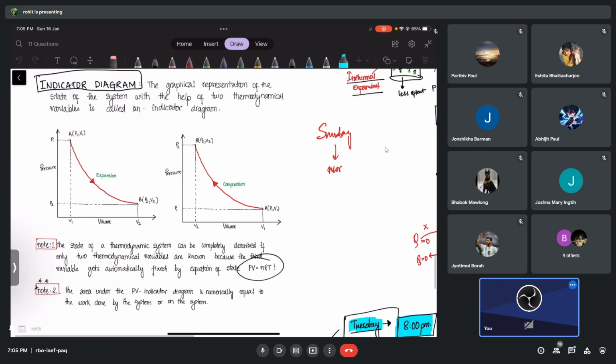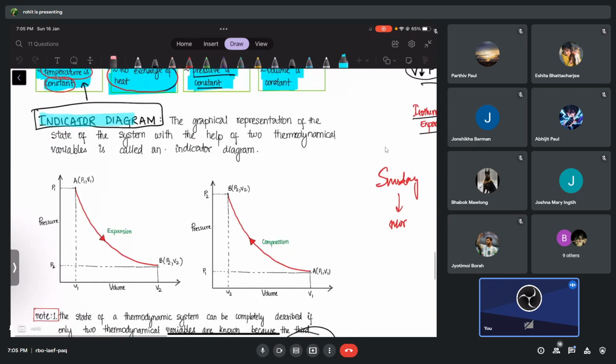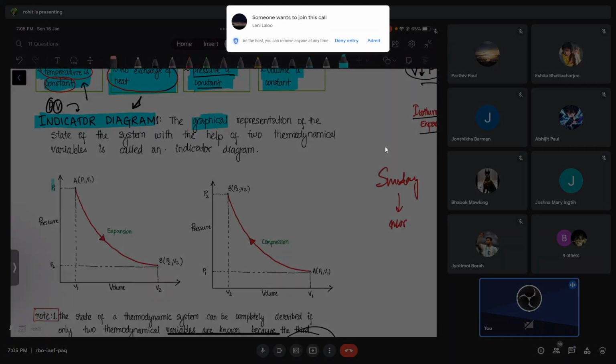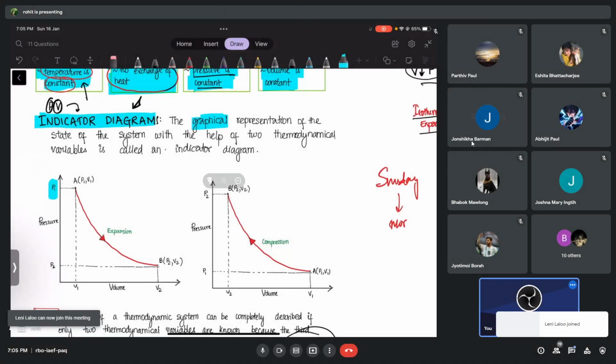To be more accurate, we have another name. We can call it PV indicator diagrams. PV indicator diagrams means pressure volume indicator diagrams, and they are nothing but just graphs. They are graphs which show how the pressure of that system changes with the volume. So that is what we are going to deal with.